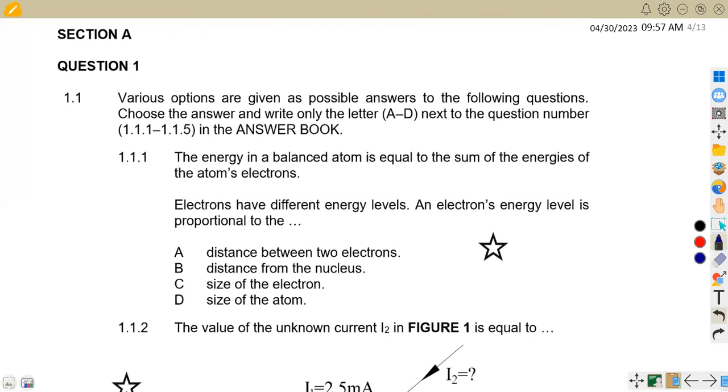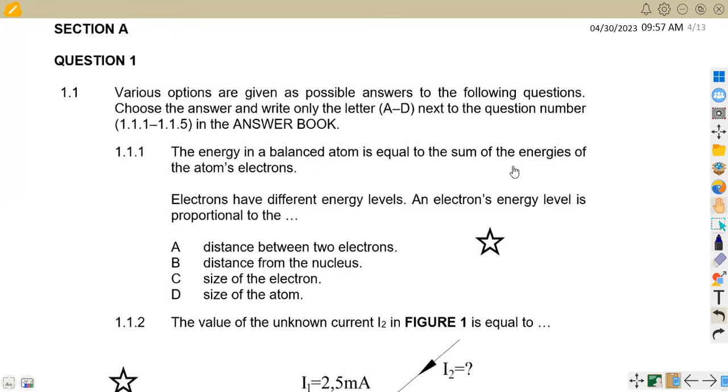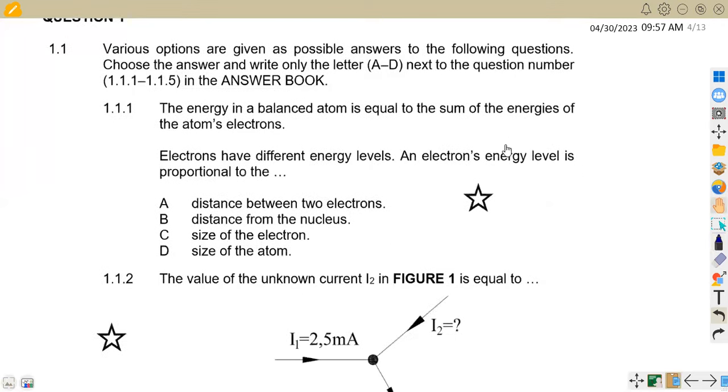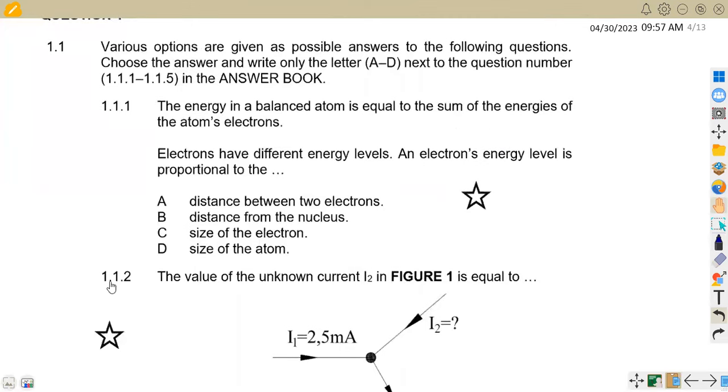All right. On question number 1, various options are given on 1.1, with answers to the following questions. Choose the answer and write only the letter A to D next to the question number.